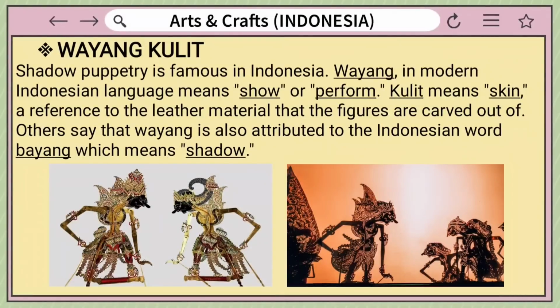Shadow puppetry is famous in Indonesia. Wayang in modern Indonesian language means show or perform. Kulit means skin, a reference to the leather material that the figures are carved out of. Others say that wayang is also attributed to the Indonesian word bayang, which means shadow.